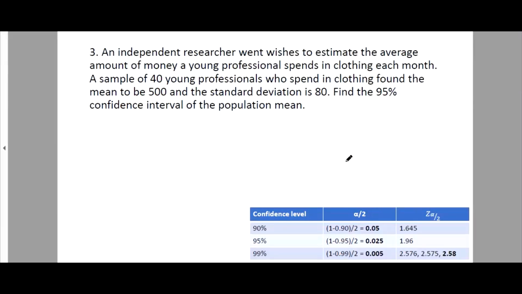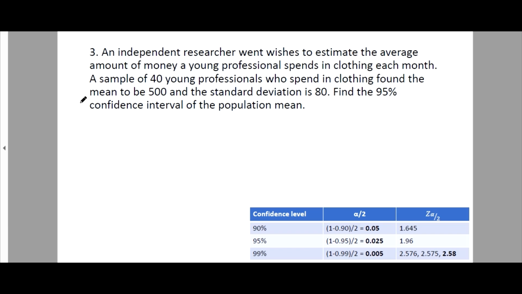Next, an independent researcher wishes to estimate the average amount of money a young professional spends on clothing each month. A sample of 40 young professionals who spend on clothing found the mean to be 500 and the standard deviation is 80. Find the 95% confidence interval of the population mean.